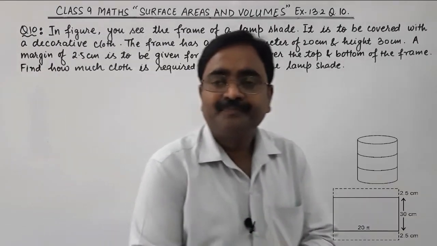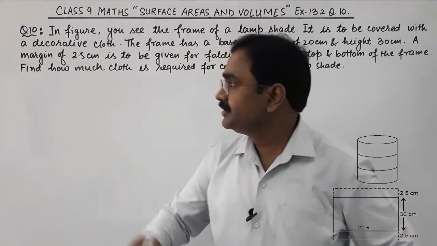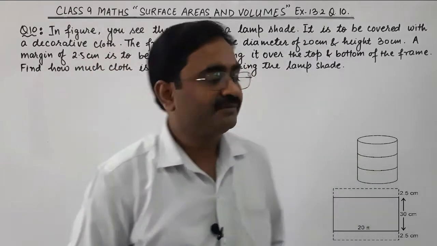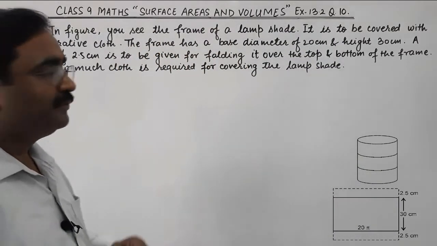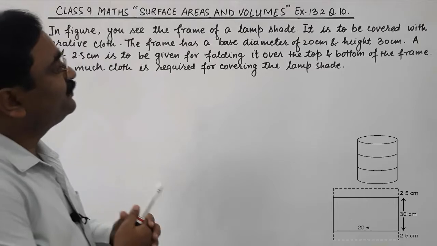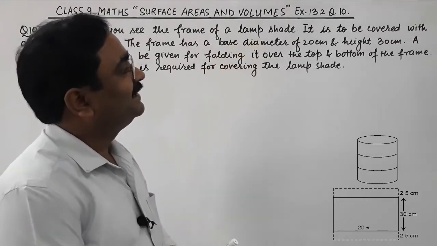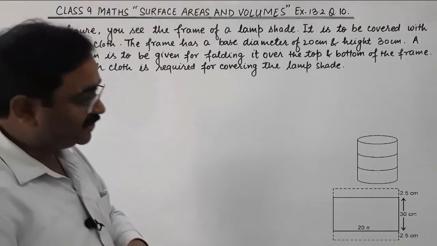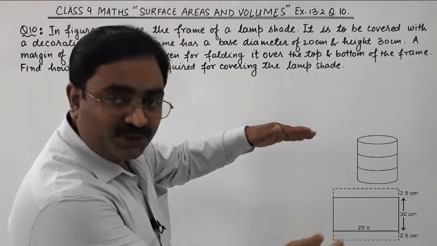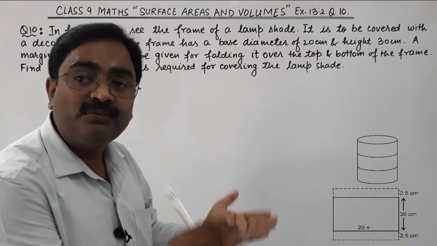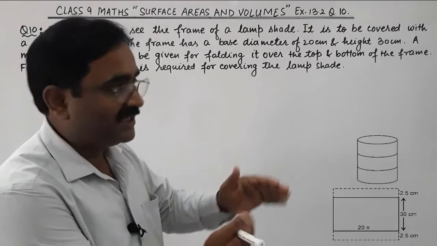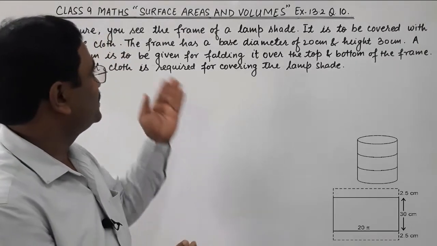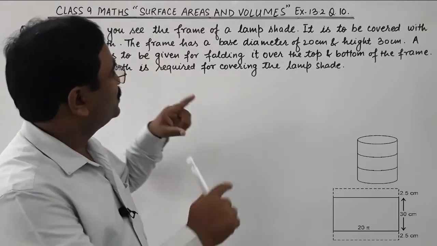Okay friends, see the question number 10. In this, the figure is given in front of you. In the figure you see the frame of a lampshade. It is to be covered with a decorative cloth. This lampshade is going to be covered with decorative cloth. Now how to cover, this is given. First of all the information of the frame is given.